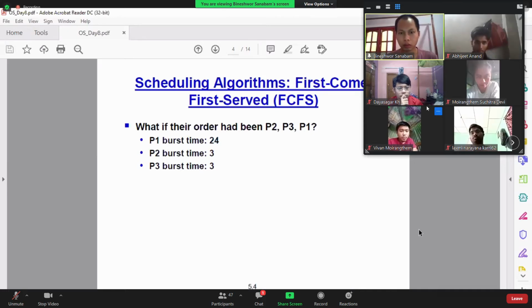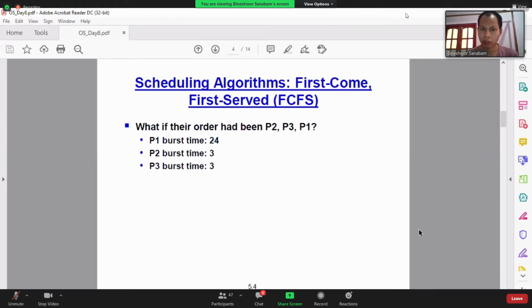So here, what if the order has been changed to P2, P3, P1? So the same question, the same question with the same burst time, but the order of the process is different in this case. In the previous one, it was P1, P2, and P3. So let's see how it works if the order changes.